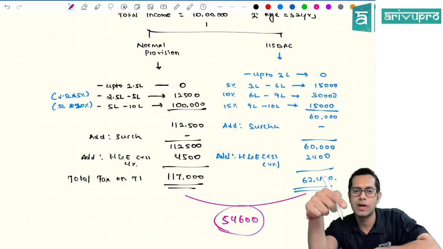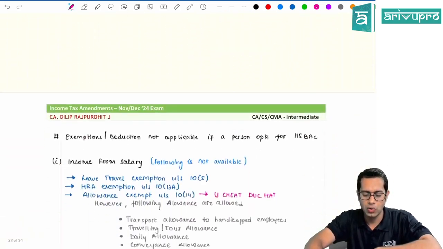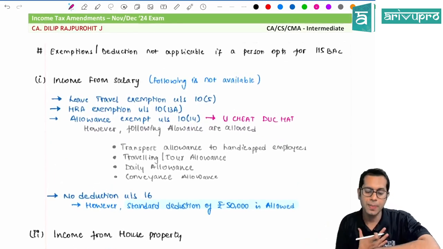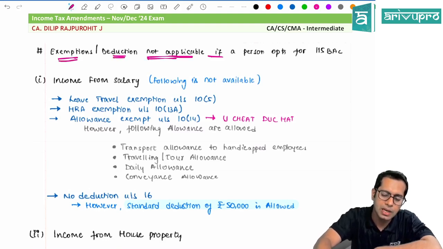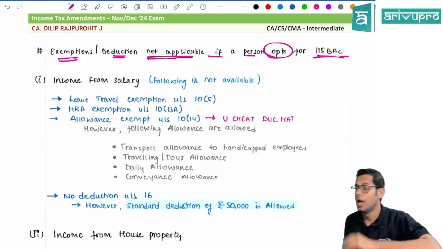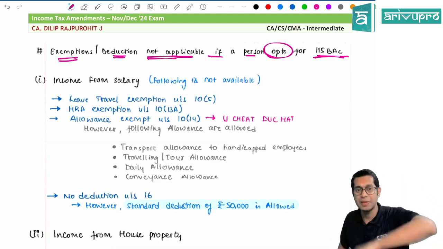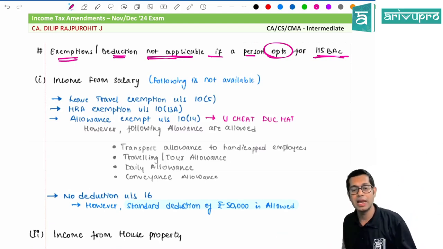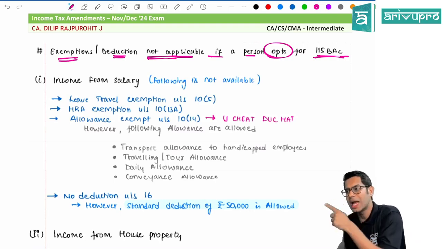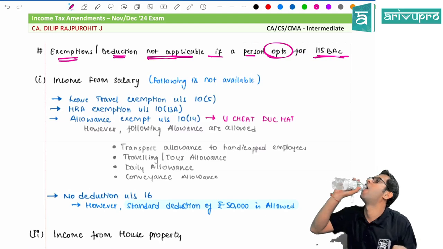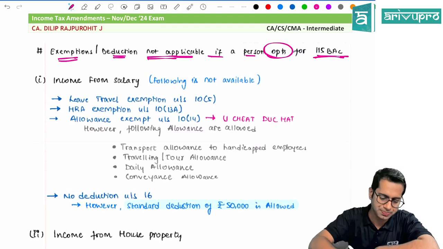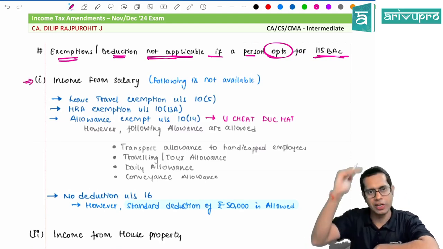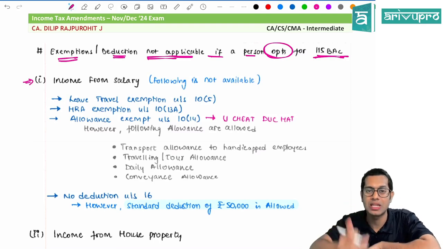Now let us see what are the different benefits which you have to forgo if you follow 115 BAC. So if a person opts for 115 BAC, the following exemptions and deductions will not be applicable. I'll repeat once again: if you are following 115 BAC, you will not get these benefits. What will I not get, sir? Now, head of income wise, or topic wise, I'll tell you what are the benefits which you have to forgo.